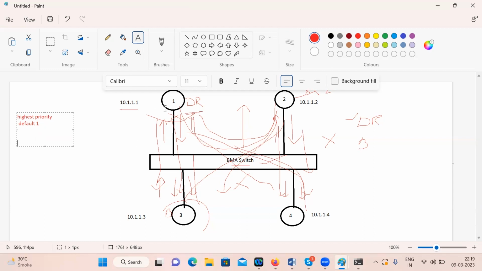For example, this router has a default priority of one, and the other router has the same one. That means on every router the default priority of one is configured, so there will be a tie between the routers. As a tiebreaker, they use the second condition, and that is the highest router ID. The router IDs are different on every router.